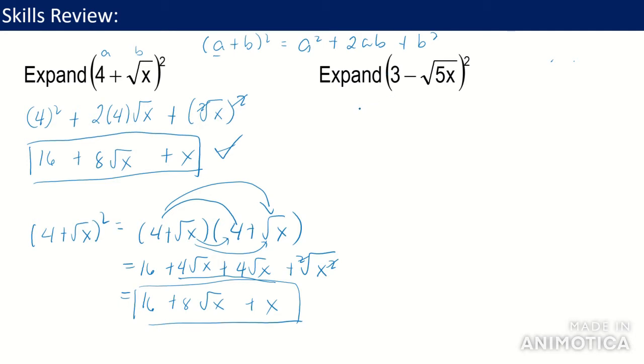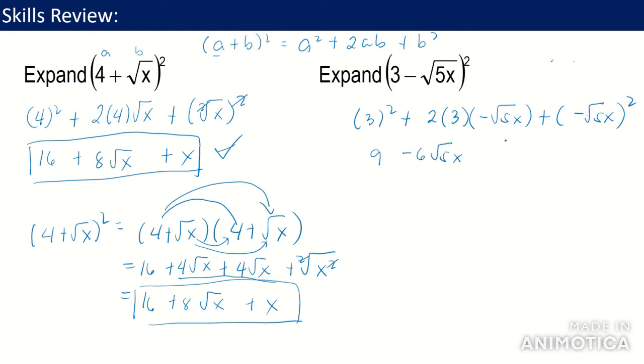So we have the square of 3 plus 2 times 3 times, consider again the operation as the sign of the number, negative square root of 5x, plus the square of negative square root of 5x. Then we are going to square it. So we have 3 squared is equal to 9. 2 times 3 is equal to 6 times negative square root of 5x. So we have negative 6 square root of 5x.